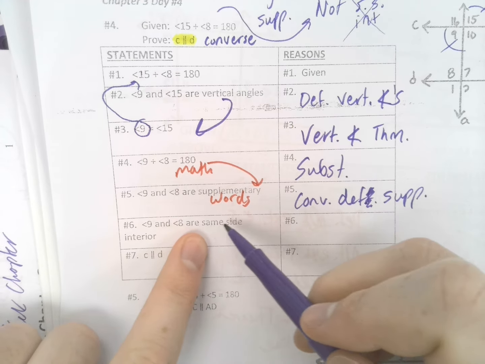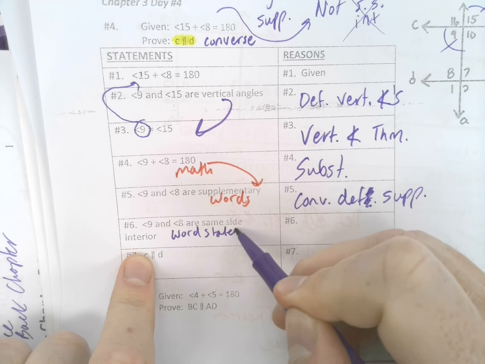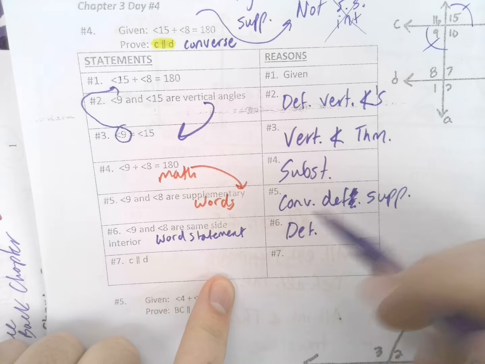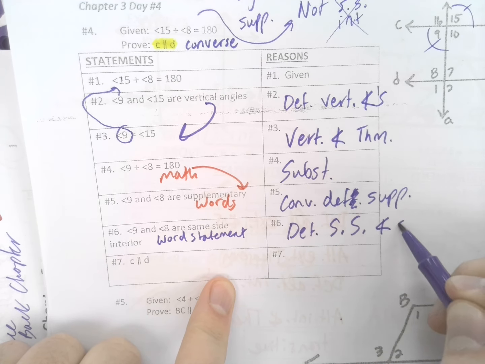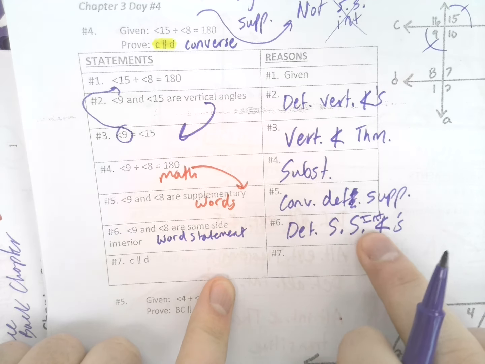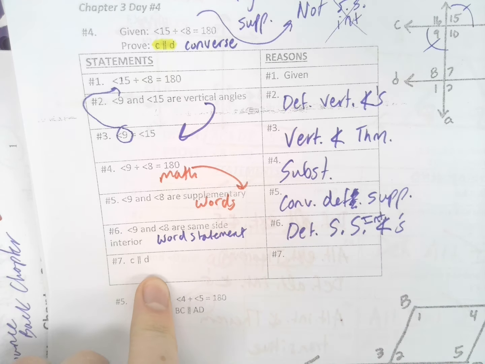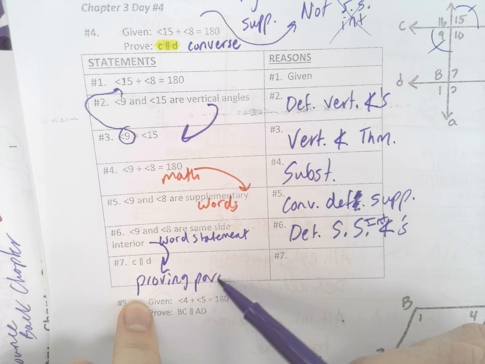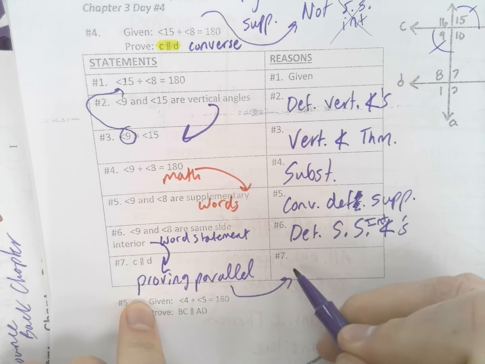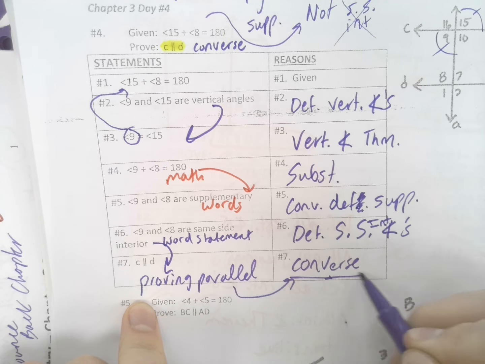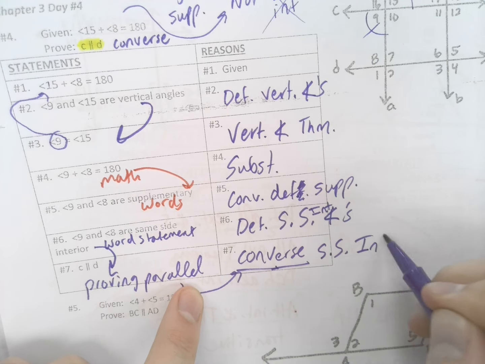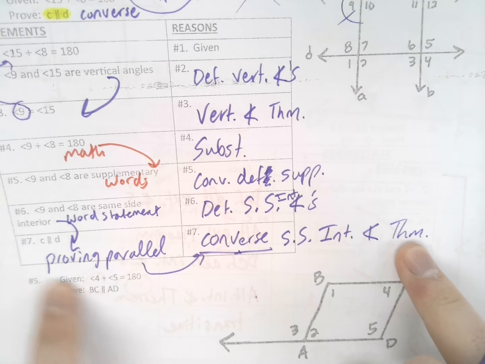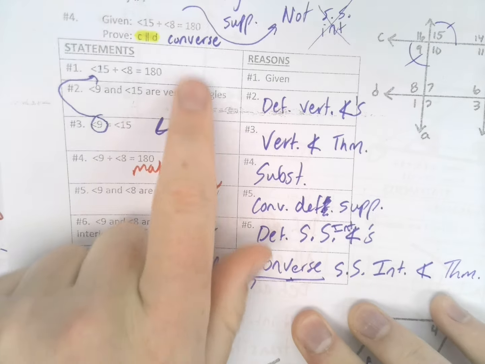Now, we're back to 9 and 8 being same side interior. This is just a word statement. It's not connected to the supplementary idea before at all. It's just 9 and 8 are same side interior. Well, that's just based off the good old-fashioned definition of same side interior angles. And then, because they're same side interior, that leads to us proving parallel. And if we're proving parallel lines, that is always the converse of the same side interior angle theorem. Converse of the theorem will be what lets us prove we have parallel lines. Always, always, always. And we knew that from the very beginning.